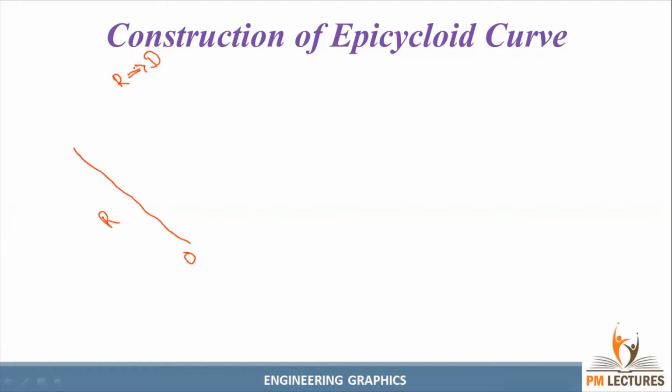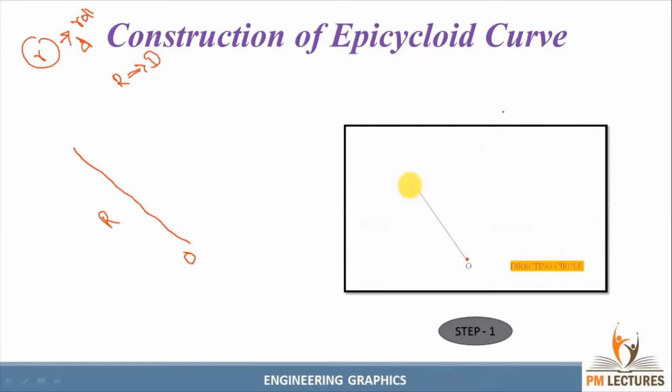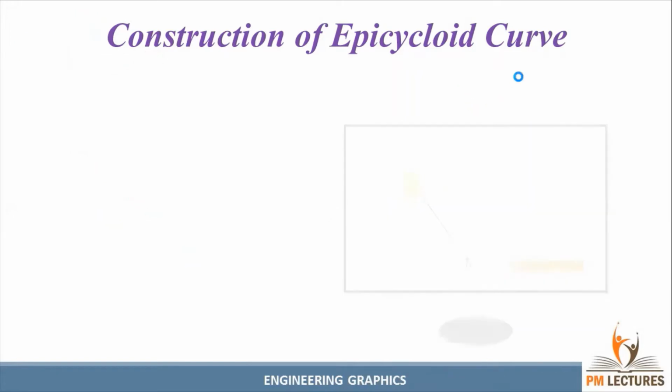So it is the radius of the directing circle. Then small r means it is the radius of the rolling circle, guys. That means small d. Okay. So see here the diagram. You can clearly understand that. Okay. So after drawing this, we can move to the second step.